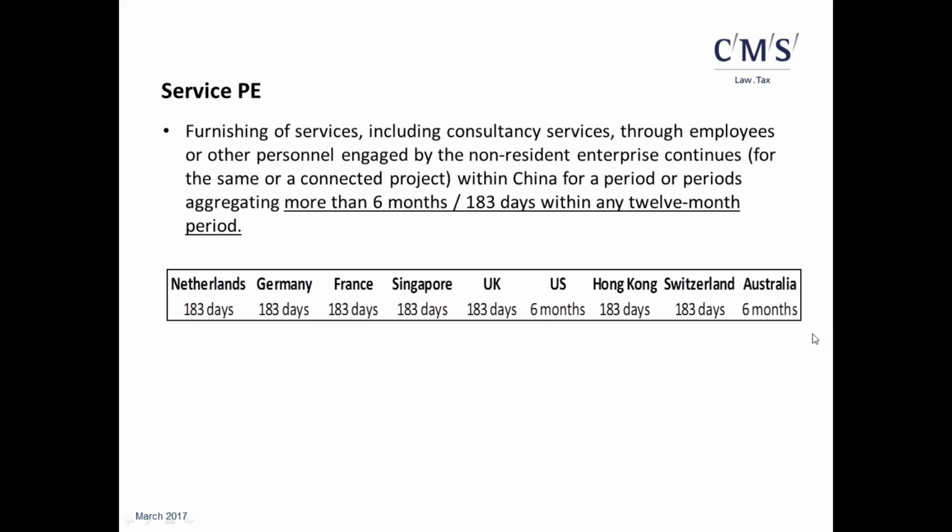So then let's have a look at the third type of permanent establishment, which is the service PE. A service PE means the furnishing of services, including normal consulting services, through employees or other personnel engaged by a foreign enterprise, continuing within China for a period or periods aggregating more than 6 months or 183 days within any 12-month period. So this is a normal service PE.